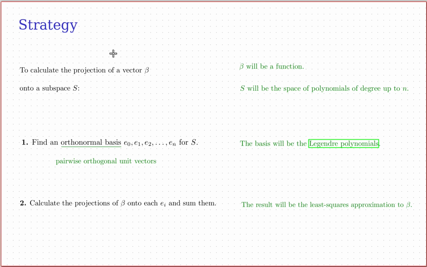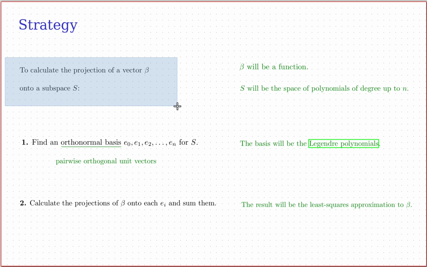So here's the strategy we'll follow. In general, if you want to calculate the projection of a vector beta onto some subspace S, let me just point out that in our case, what we'll be interested in is the case when beta is a function, and the subspace S is the subspace of polynomial functions. In particular, we'll also be focusing on polynomials just up to a certain degree n, up to some finite degree n.